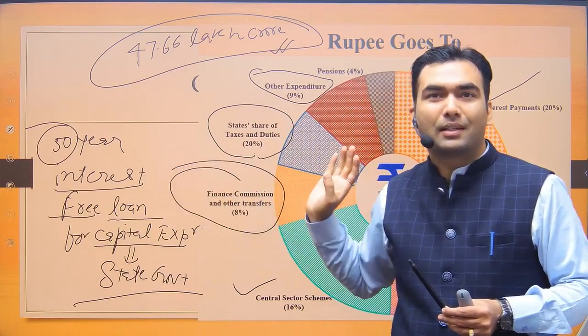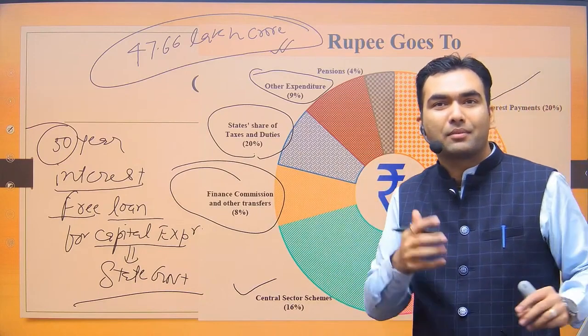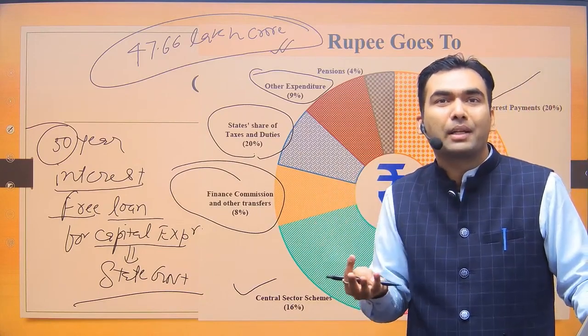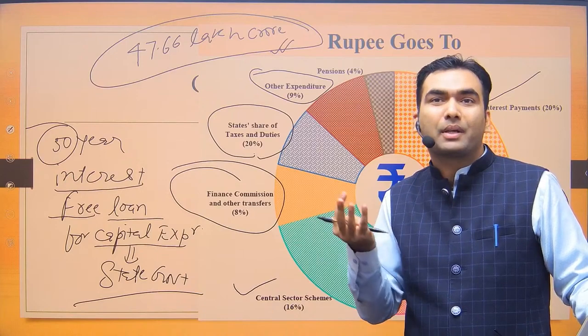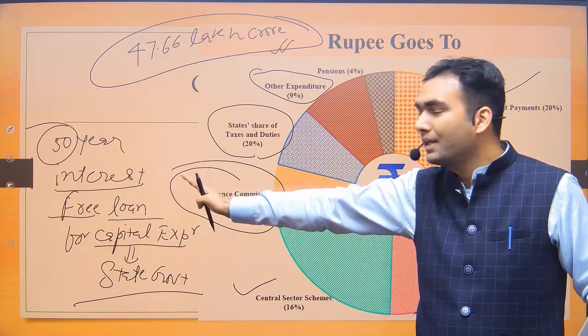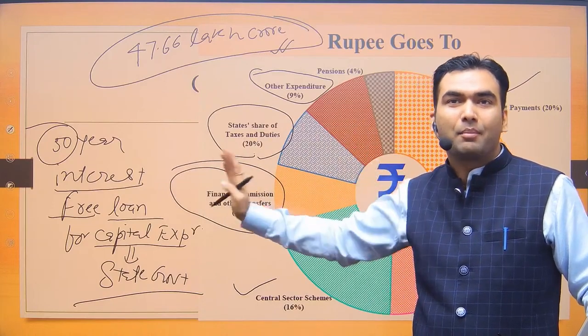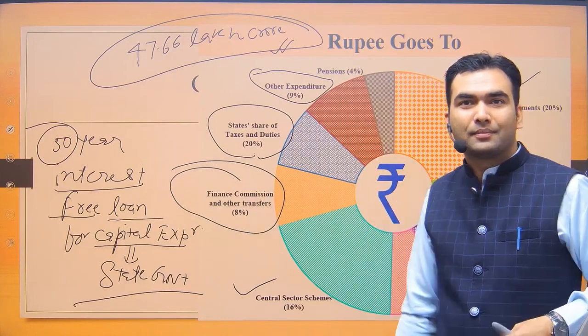Are you able to understand this? If you are able to understand this, this has a lot of economic concepts in itself. It has the concept of time value of money. It has the concept of what kind of expenditure is revenue expenditure and what is capital expenditure. So if you are able to understand this, you have understood economics very well. Just let me know if you have understood it.